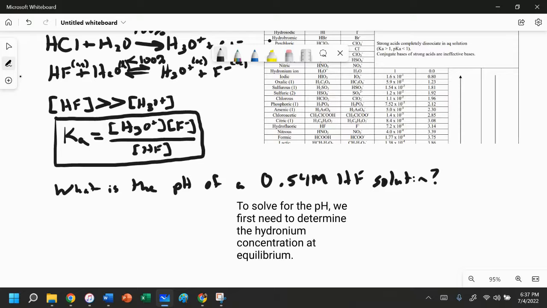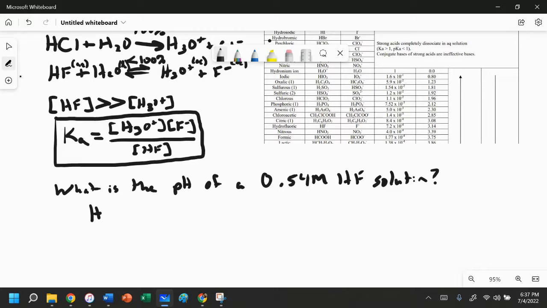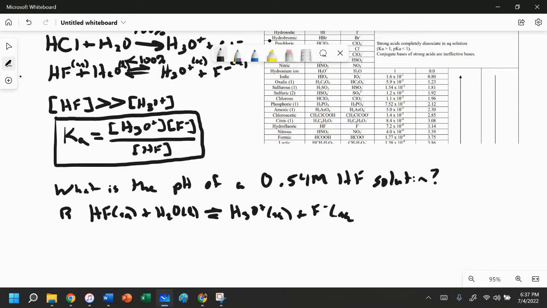Well, this is an equilibrium problem, so we're going to set up a RICE table. We're going to write down the reaction, the R in RICE. So our hydrofluoric acid, HF, which is aqueous because we're putting it in water, is going to produce hydronium, which is H3O positive, aqueous, and fluoride, which is also aqueous.